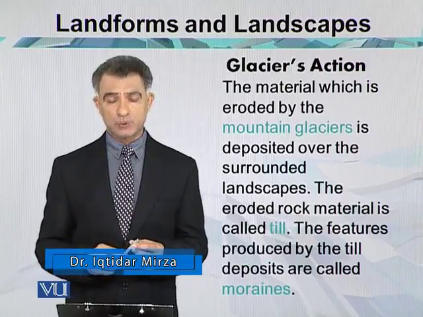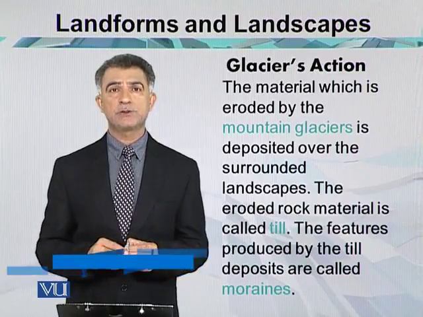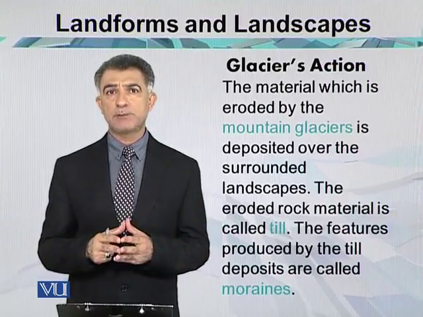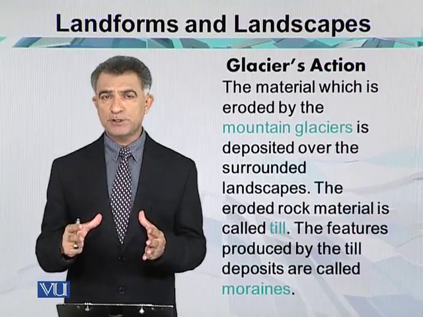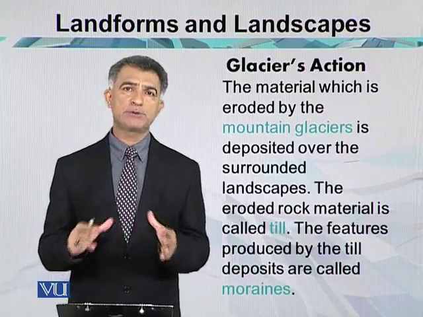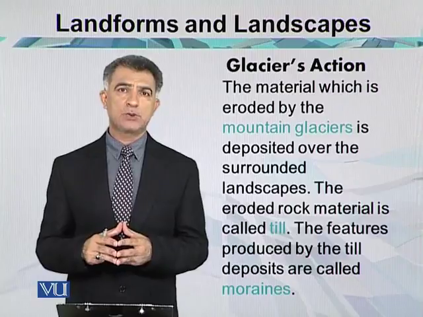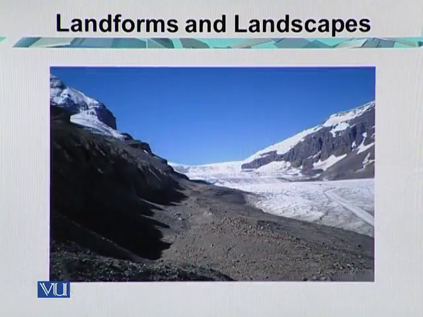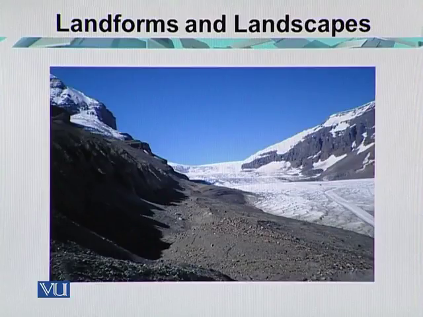The material which is eroded by the mountain glacier is deposited over the surrounding areas, and this depositional material is called the moraines, and the landform which is created by the deposition of the glacier material or till is called the moraines. So in this slide, we can see the sides of the glaciers are filled with the till, or the deposited material, or you can say the moraines. So this side of the glacier, which is the right side of the valley glacier, is composed of different material in size and shape, and this is called the lateral moraine.